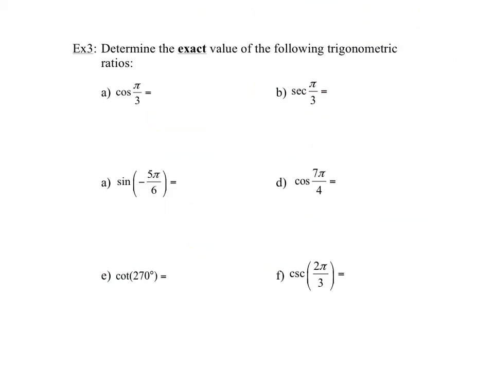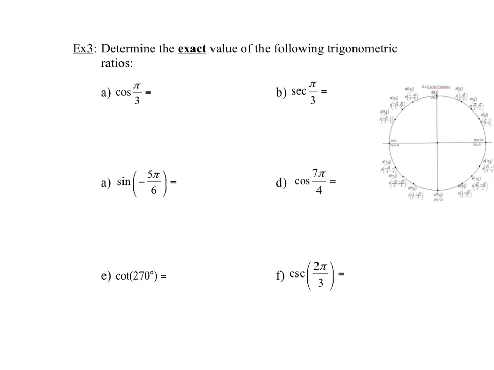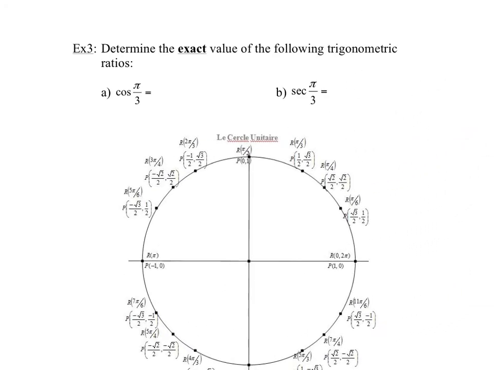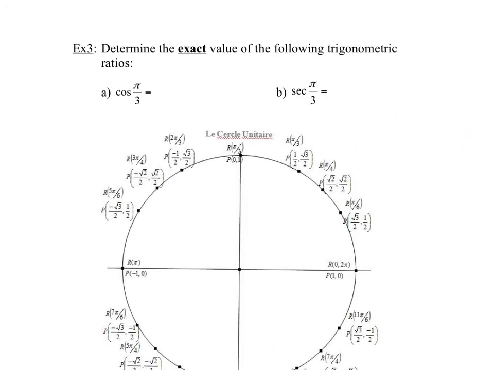Okay, in this example, it's determine the exact value of the following trigonometric ratios. So this all comes from your unit circle. If you have your unit circle handy, that's probably a good idea. Here, for the cos value of pi over 3, first you find your pi over 3 on your unit circle, and cos is always the x value. So at the point pi over 3, the x value is a half, so that means cos of pi over 3 is 1/2.